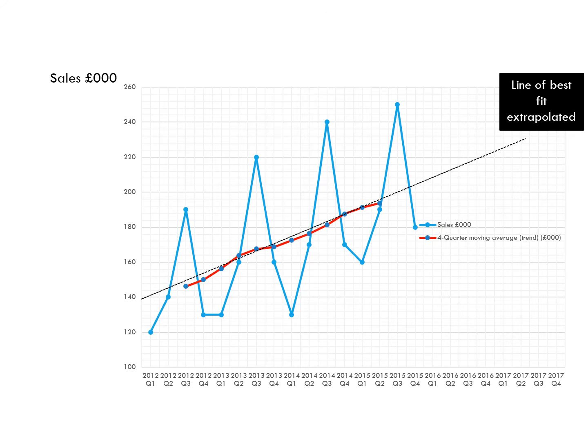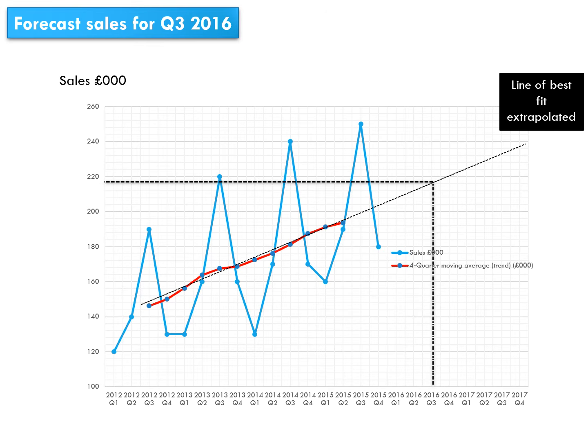Now to generate my forecast, say I want to predict quarter 3 2016, I need to do a line of best fit, and then I need to extrapolate that line, just continue my line of best fit on, and I can start to make some forecasts about what my level of sales might be in the future. So looking at my line of best fit here, I might initially assume that my sales figure for quarter 3 2016 will be £216,000.